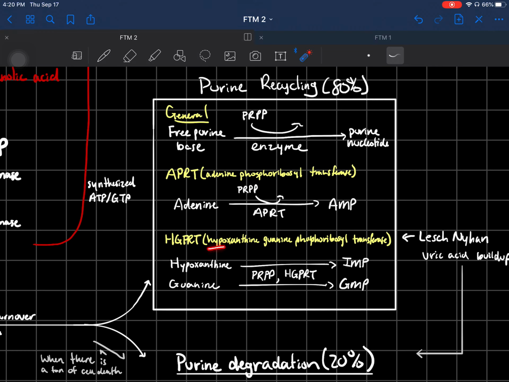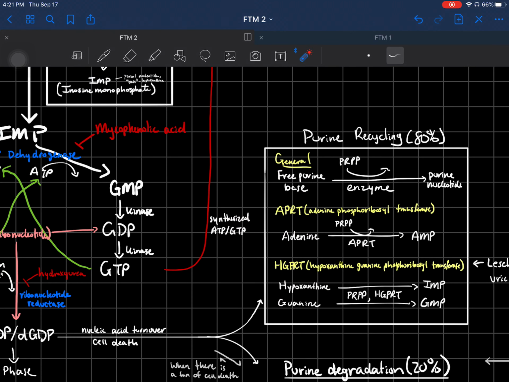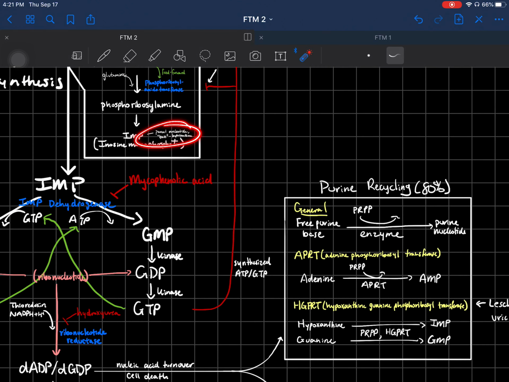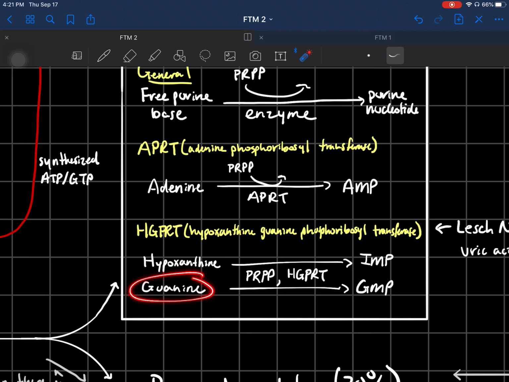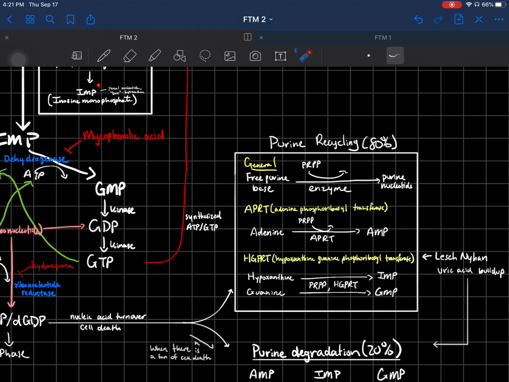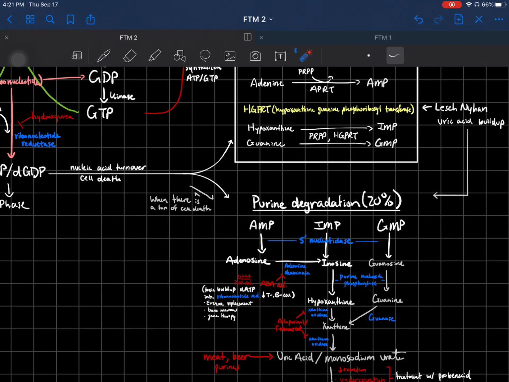And then for your HGPRT, it's going to be hypoxanthine-guanine phosphoribosyl transferase. So hypoxanthine with PRPP, with HGPRT, is going to turn into inosine monophosphate. Guanine is going to do the exact same reaction with this enzyme and turn into guanosine monophosphate. And hypoxanthine, I forgot to mention, is going to be the parent base of that inosine monophosphate molecule, right? So we talk about bases, guanine, adenine, cytosine, thymine, right? Hypoxanthine is going to be that quote-unquote base for your IMP.